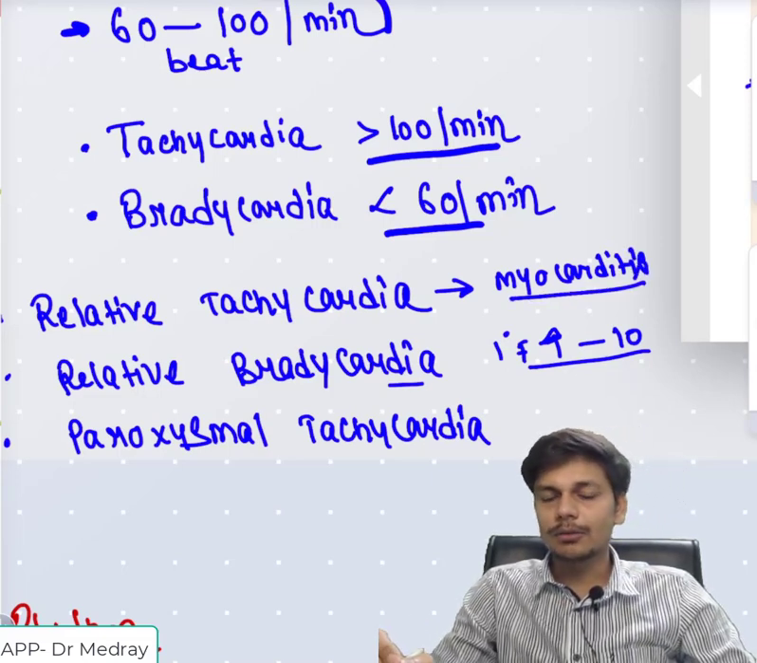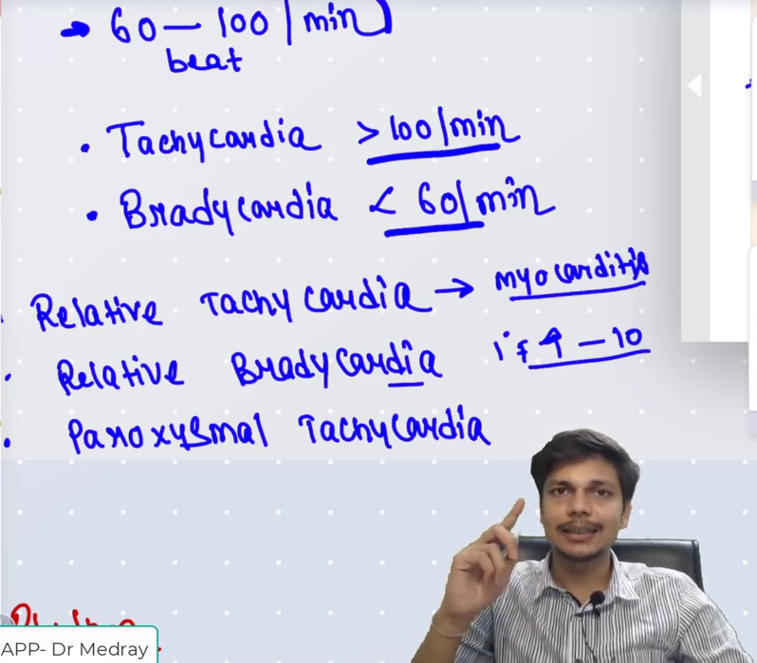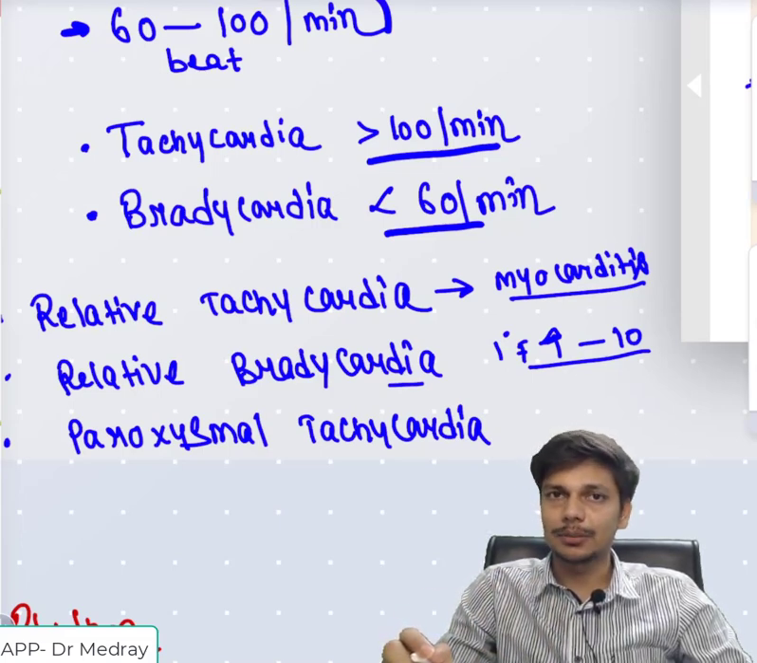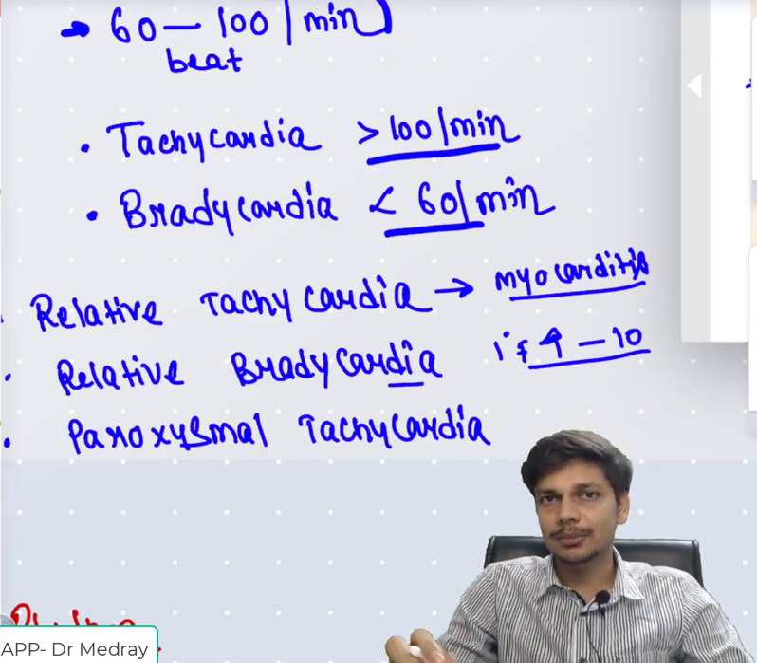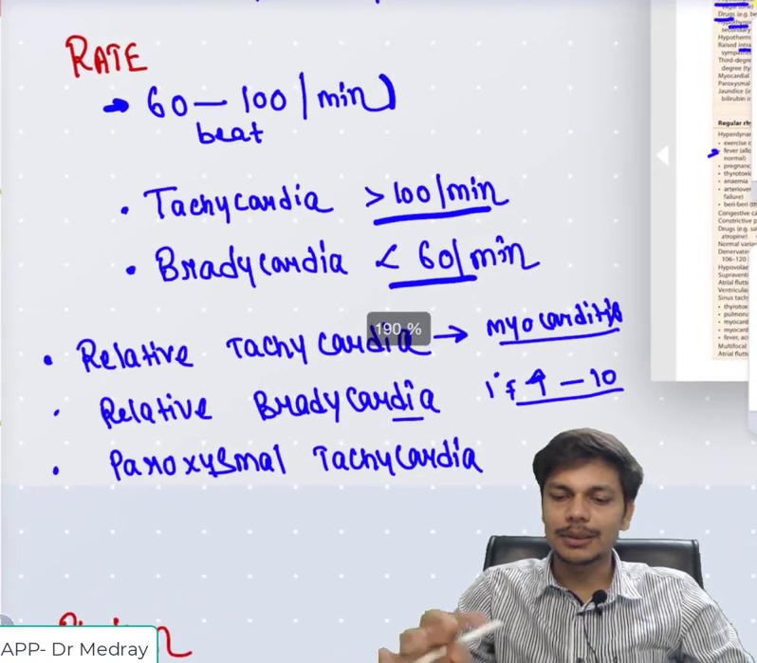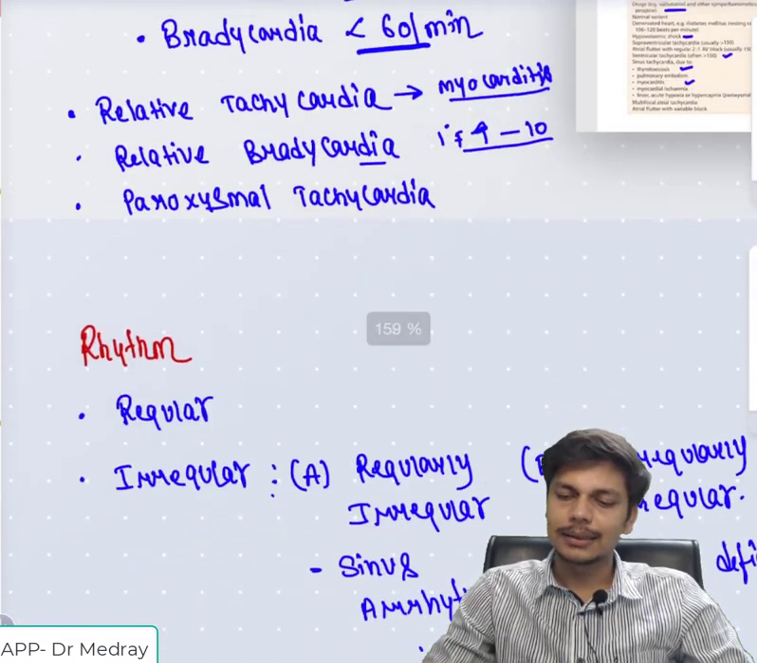So what is paroxysmal tachycardia? Paroxysmal tachycardia means the heart rate increases suddenly and then suddenly becomes normal. Supraventricular tachycardia is a type of paroxysmal tachycardia, caused by an ectopic beat. Normally the SA node is producing the heartbeat, but for some reason there is some other extra source of production of the heartbeat, and that leads to paroxysmal tachycardia. So regarding the rate of pulse, we have to remember tachycardia, bradycardia, relative tachycardia, relative bradycardia, and paroxysmal tachycardia.